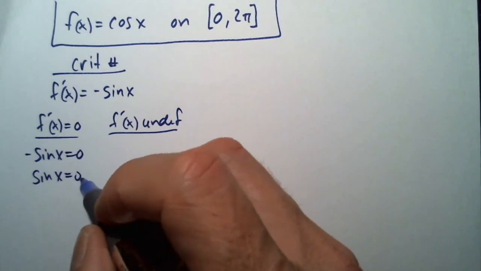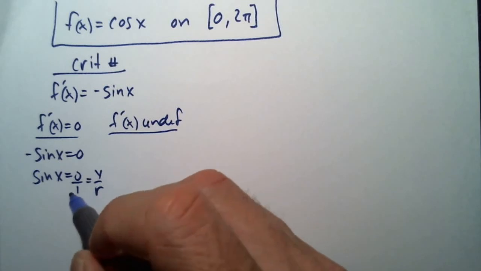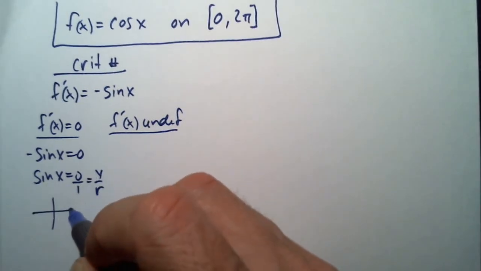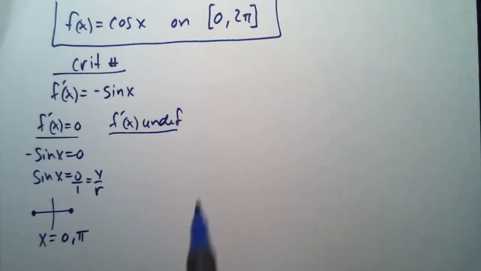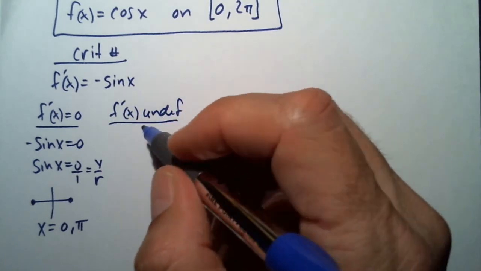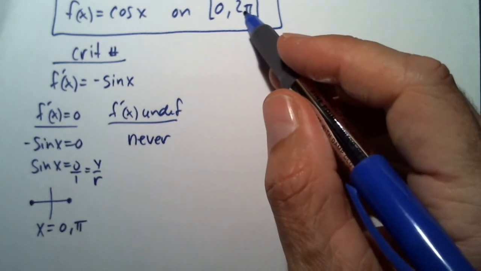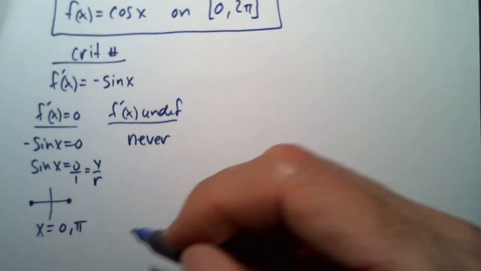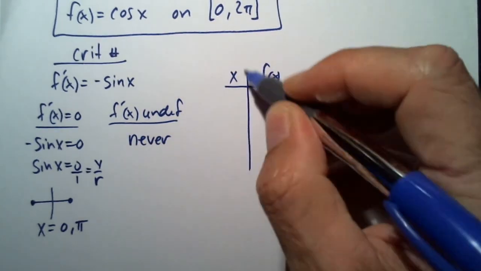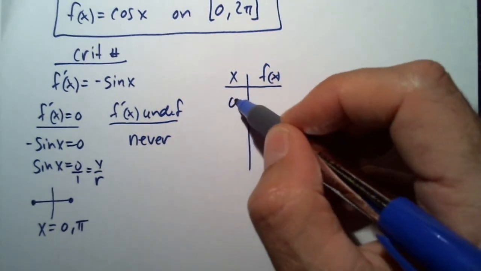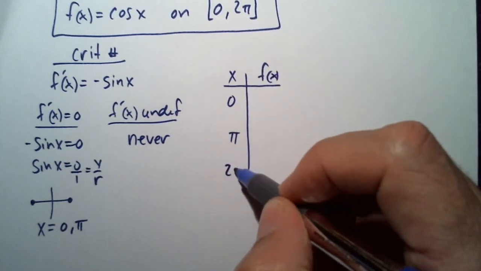And we could think of it like this. When do we have a y value of 0 and a radius of 1? A y value of 0 is here and here. So that gives us 0 and pi. And negative sine x is never undefined. So we're going to look on this interval and also at these endpoints. 0 is an endpoint. It's also a critical number, so we just use one of them. Pi and 2 pi.